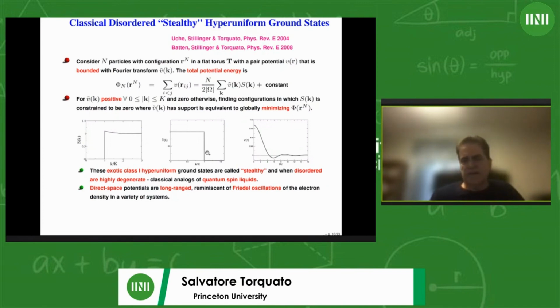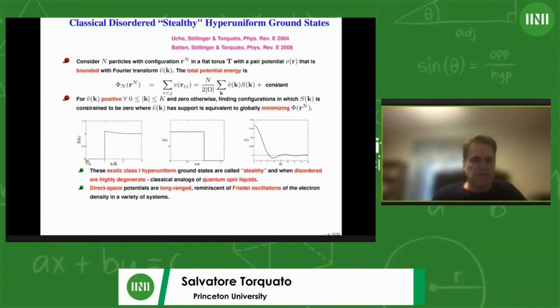So the corresponding real space, direct space potential is this oscillating quantity, which is reminiscent actually of Friedel oscillations in the quantum mechanical problem. But anyway, they're soft bounded interactions. And so when you can do this, these are always going to be class 1. They're always going to be stealthy.